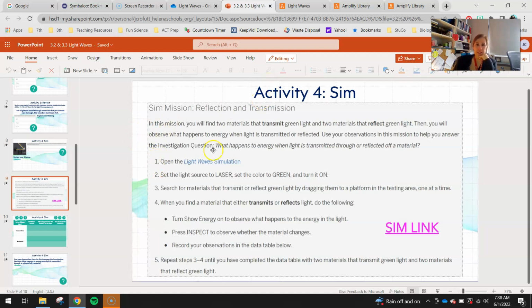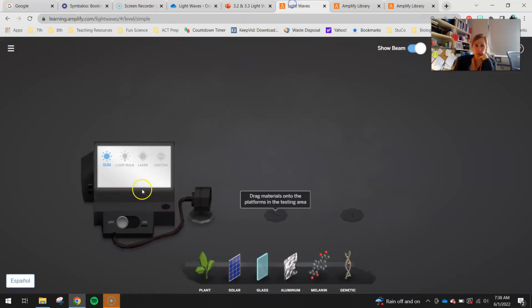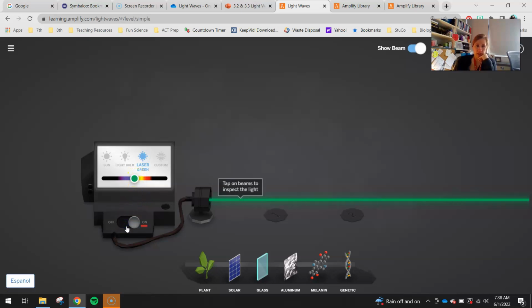Open the sim, and you're going to go to laser and set the color to green. So here's my sim. I'm going to go to laser. It's already set to green for me, which is convenient. I'm going to go ahead and turn that on. And then down here, you have the list of materials. You're looking at plant, solar, glass, aluminum, melanin, and genetic material. So you will take your turn testing each one of those.